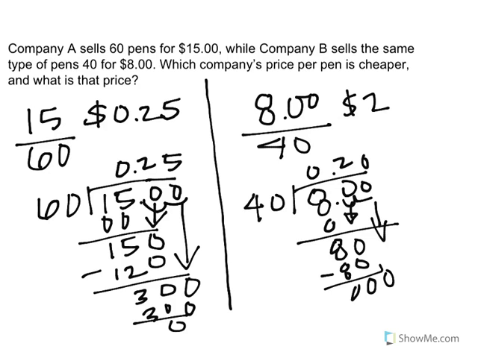So, Company B is selling their pins for 20 cents each. So we can see that Company B has the better price per pin. They're selling the same type of pin, but for 20 cents rather than 25 cents. So that's the better deal.